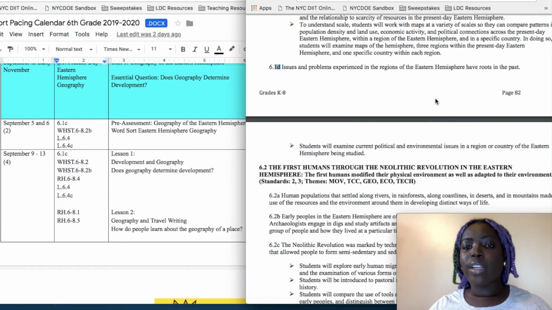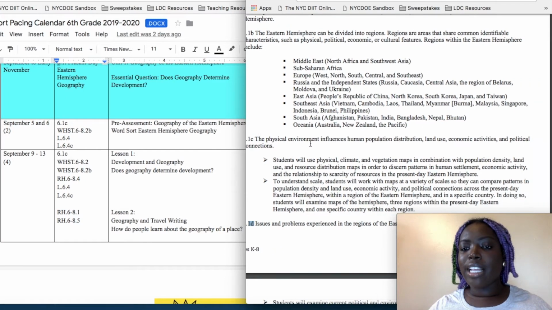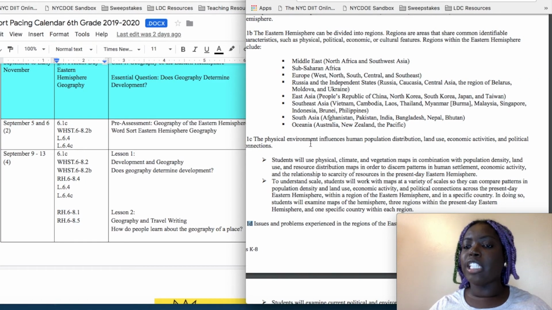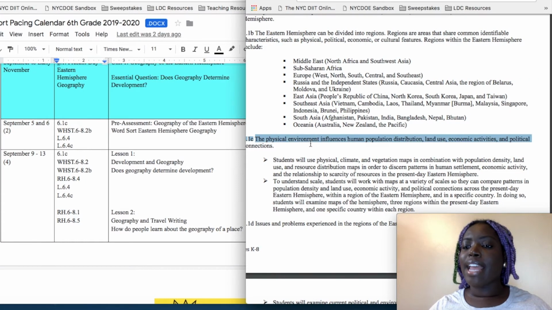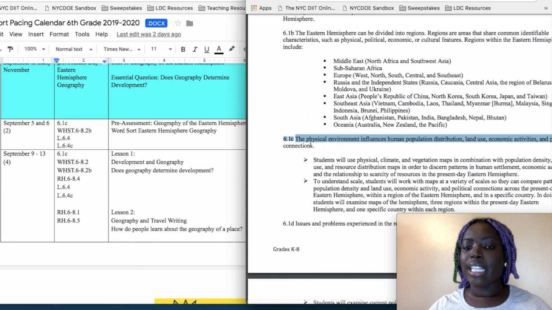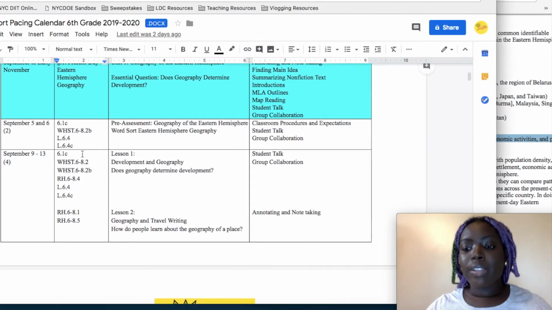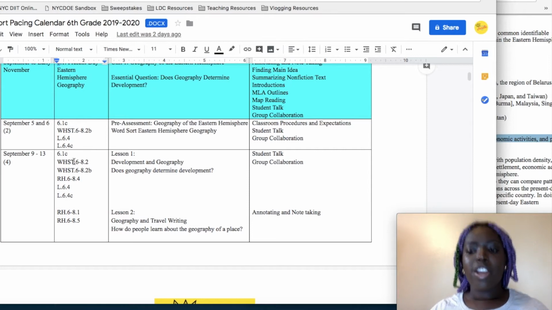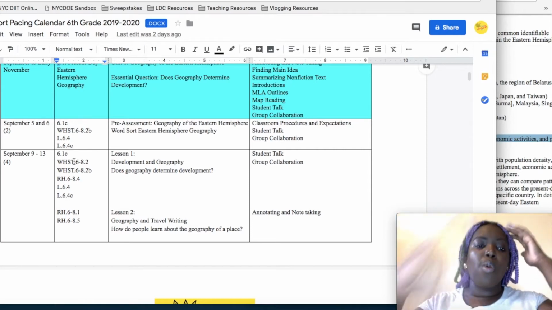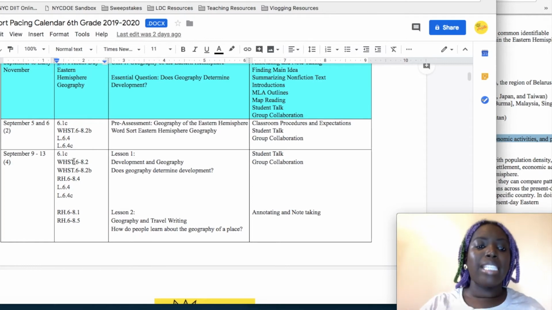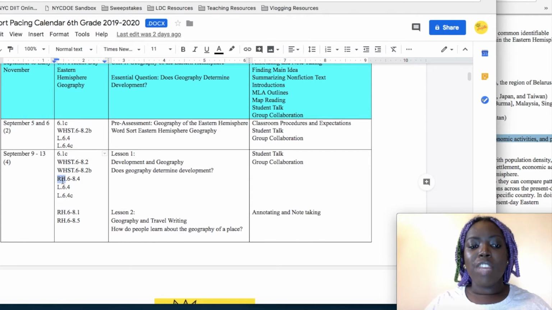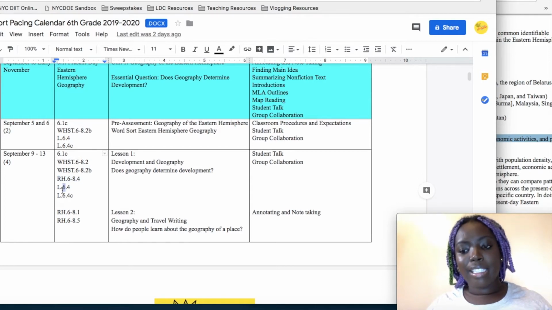And 6.1C is the physical environment influence human population distribution, land use, and economic activities and political connections. Made no sense writing the whole thing, so I just wrote it here. You should always have your standards at hand so that you can always remember what 6.1C is about. And of course, I have my writing, reading, and my listening standards.